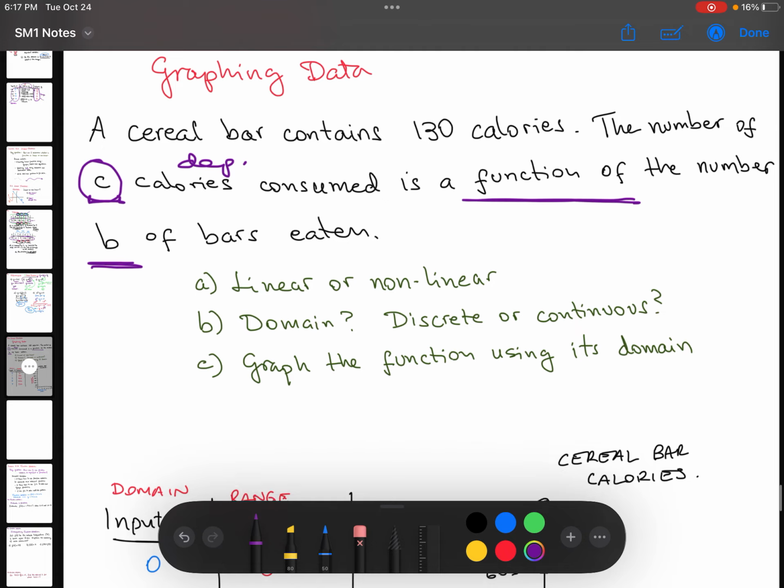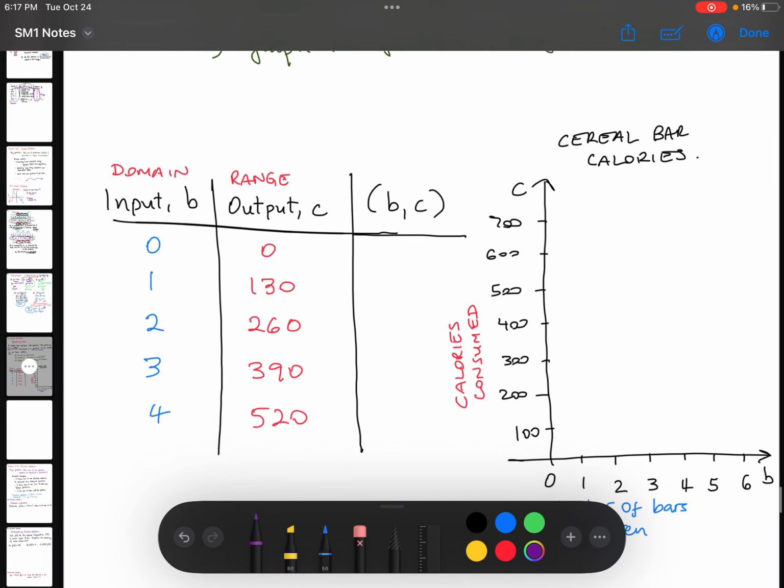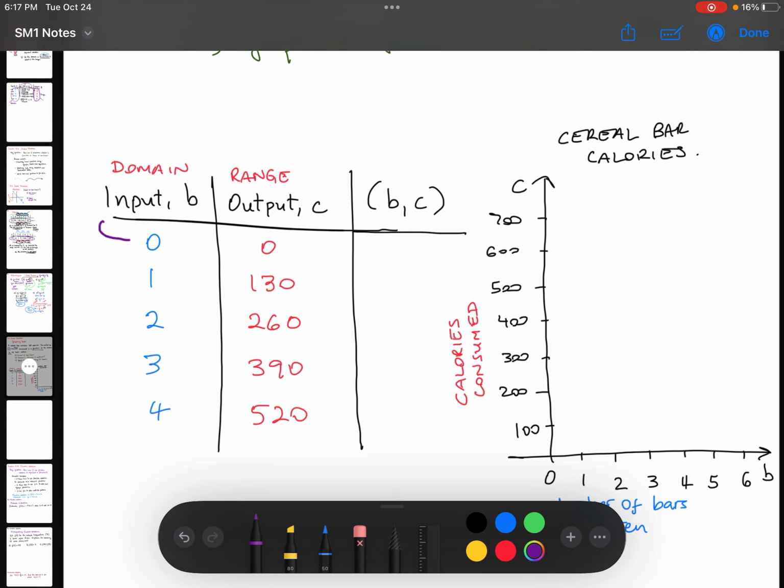I have made this table to help us represent the situation. As you can see, the input is the bars, and the output is the number of calories contained in the cereal bars you are consuming. Here we have 0 bars, which means no calories. 1 bar, 130 calories. 2 bars, 260 calories. 3 bars, 390 calories. 4 bars, 520 calories.